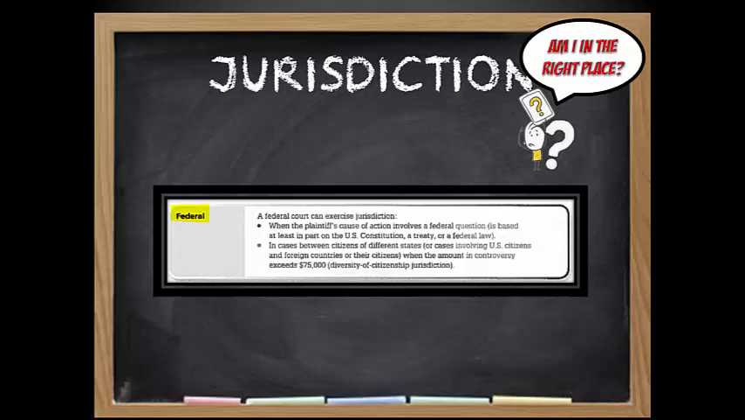It's based on a federal law, like a federal statute, the U.S. Constitution, a federal regulation, or a treaty. Or, in cases of diversity jurisdiction, parties from different states in a lawsuit that is over $75,000 in value. That's diversity jurisdiction. We'll cover that in a moment.